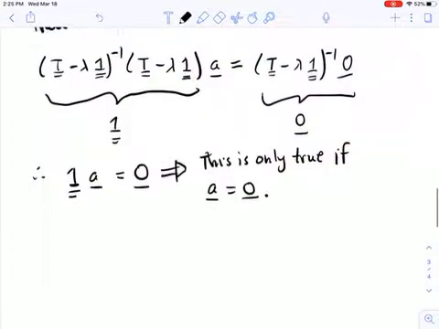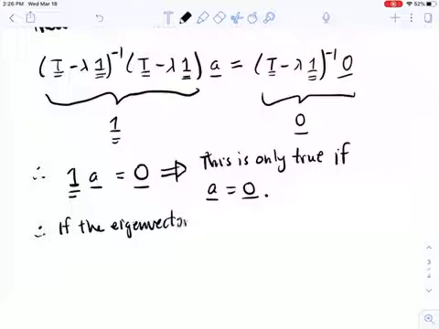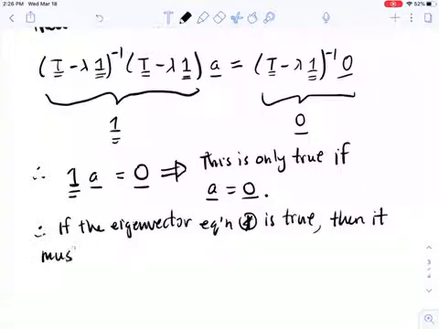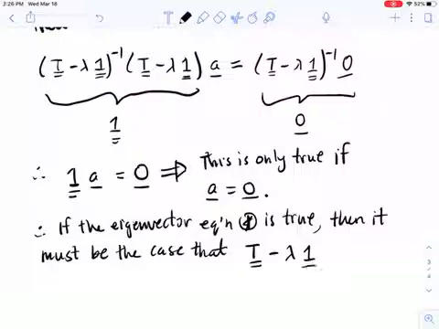Okay, so this argument says that if our eigenvector equation star is true, then it must be the case that the inverse of T minus lambda times the identity does not exist, so that this matrix does not have an inverse.